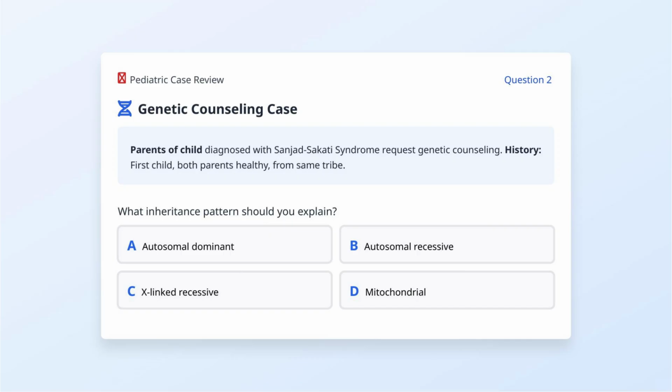Parents of a child diagnosed with Sanjad-Sakati syndrome request genetic counseling. This is their first child, and both parents are healthy but from the same tribe. What inheritance pattern should you explain to them? Option A, autosomal dominant. Option B, autosomal recessive. Option C, X-linked recessive. Option D, mitochondrial.